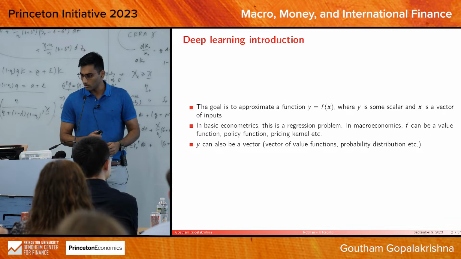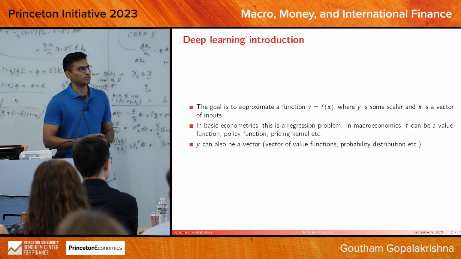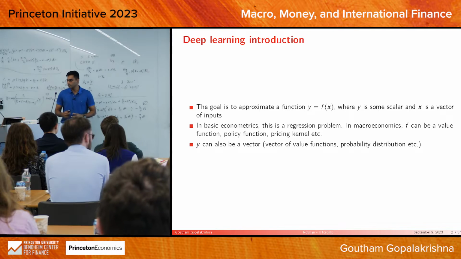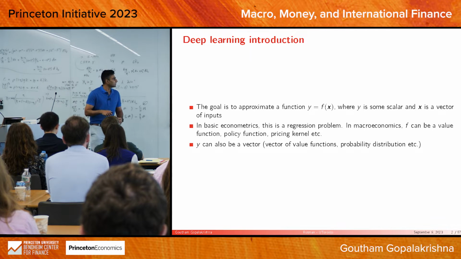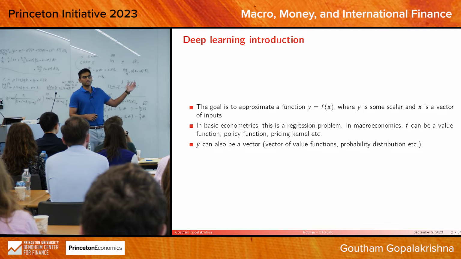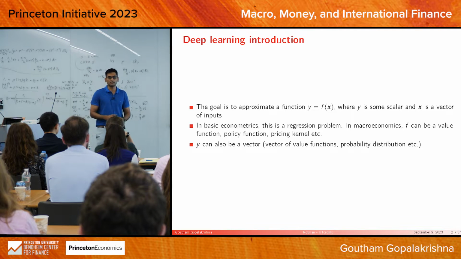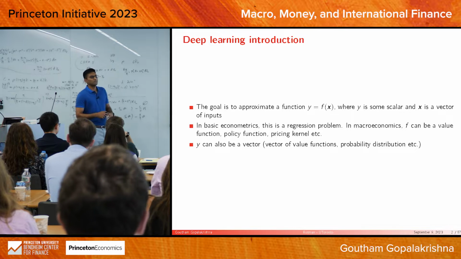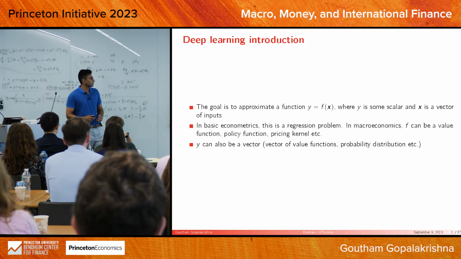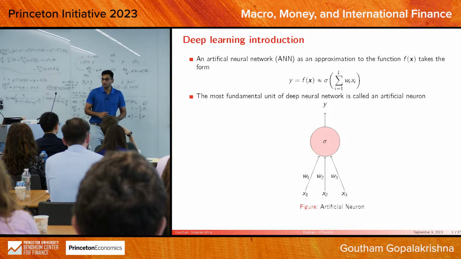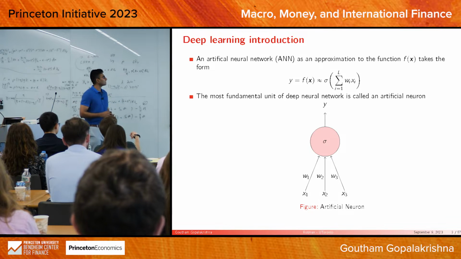All right, so let me start with a very simple introduction of deep learning. Let's think of a simple function, y equals f of x. X is a vector. Y can be a vector, but let's think of a scalar in this example. If you think about basic econometrics, this is a regression problem. But in macroeconomics, f can be a value function or a policy function, and x is the state space. All right, so how do we approximate this function given the data points x?